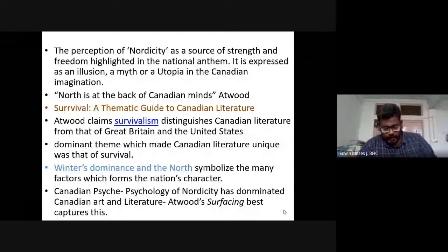So winter's dominance and the north symbolize the many factors which form the nation's character. So the Canadian psyche, the psychology of Nordicity, has dominated Canadian art and literature, and Atwood's work Surfacing best captures it.